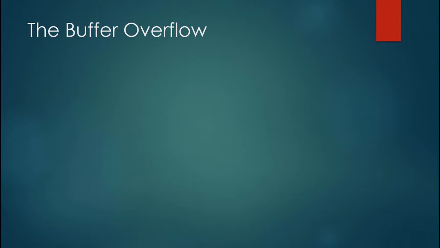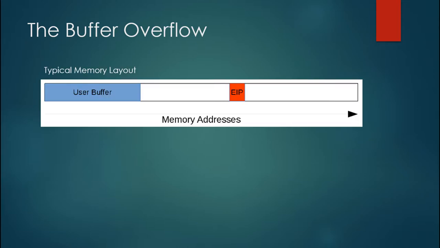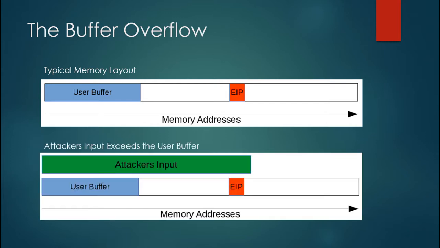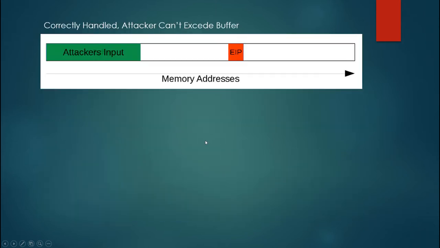So a buffer overflow, in the simplest form, when a program is made that accepts input, they're going to assign a user buffer, and then that's going to be on one end of the memory stack. What an attacker does is they attempt to send way more input than the buffer is ready to accept, and that's going to overwrite the user buffer, it's going to overwrite the EIP and other items in the stack. So correctly handled, the program will sanitize the input and constrain the attacker's input to only the space allowed for the user buffer, in which case everything else in the stack remains safe and the program runs.